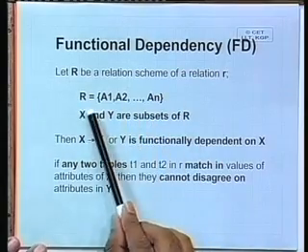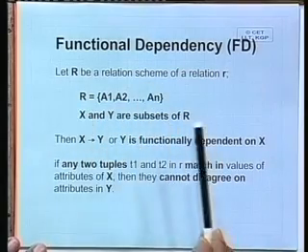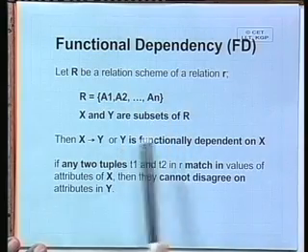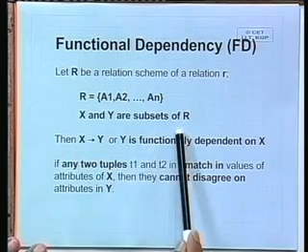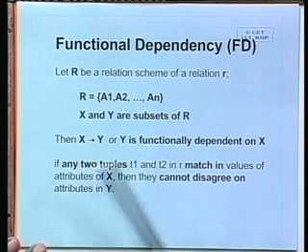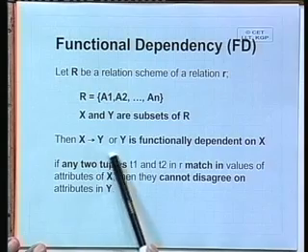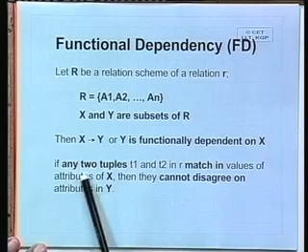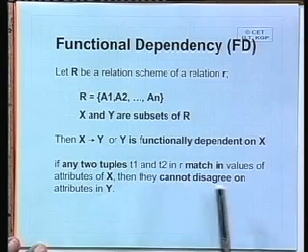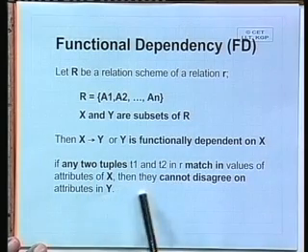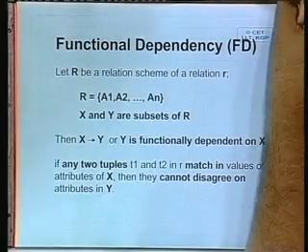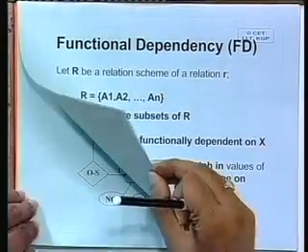So, R, the scheme definition, will be composed of a number of attributes A1, A2 to AN, and X and Y are subsets of R. Then we say that X functionally determines Y, or Y is functionally dependent on X, if any two tuples T1 and T2 in R match in values of attributes of X, then they cannot disagree on attributes in Y. Okay. So, this is what I was telling you in many different ways.